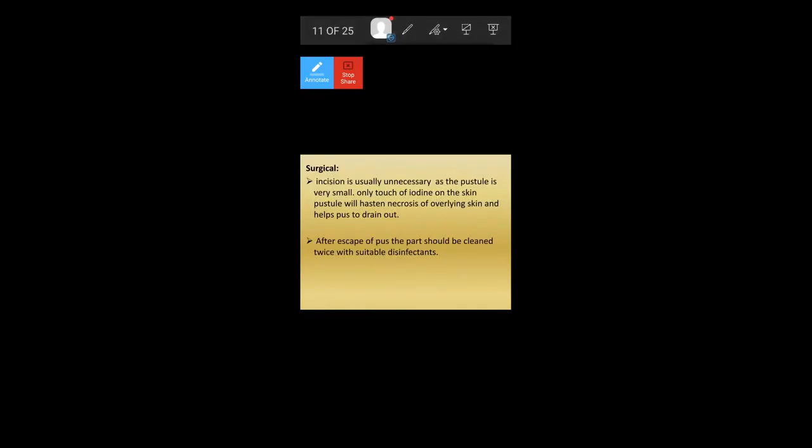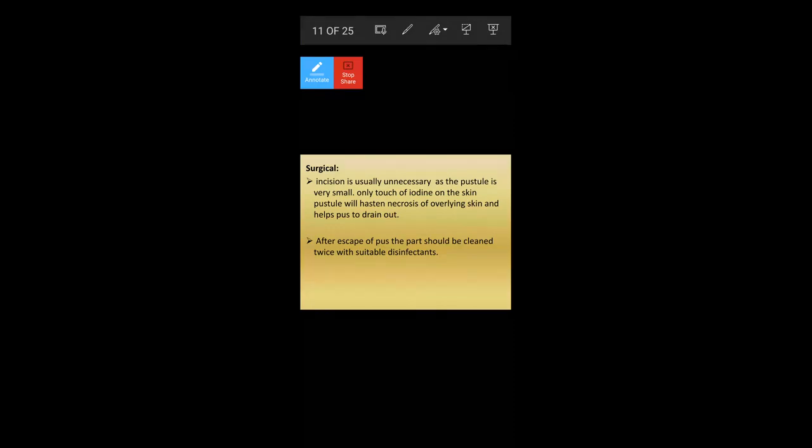That will slowly, automatically, fasten the necrosis, and the overlying skin is removed and the pus will get out, so it doesn't require incision. After the escape of pus, the part should be cleaned twice with suitable disinfectant.